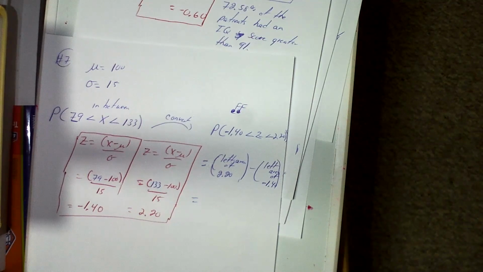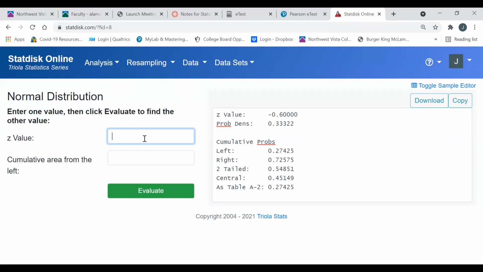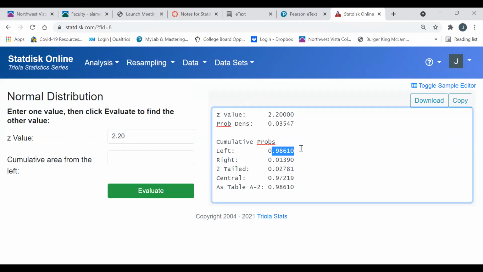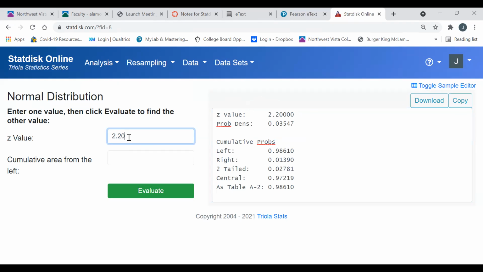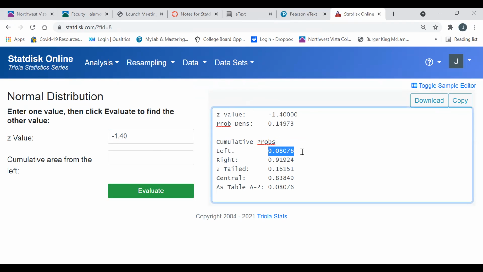Where is that disk? All right, so here we go. 2.20. My left area is 9861. Perfect, 9861. 0.9861. And now I have to put in my negative 1.40. I'm looking for the left. That one is 0.0808. Yeah, 0808. That 7 is going to become an 8 because that 6 is higher than 5. So that changes that 7. It's going to convert it to an 8.